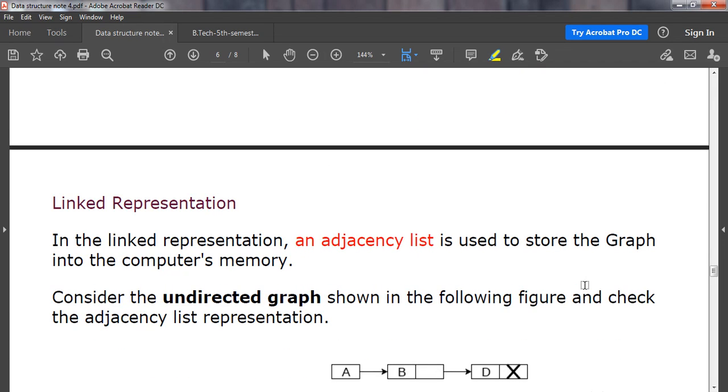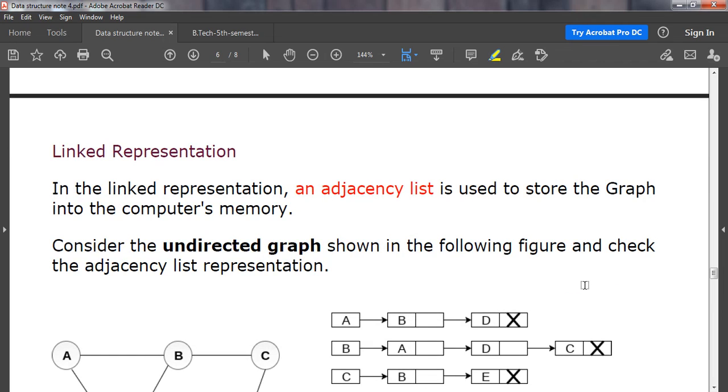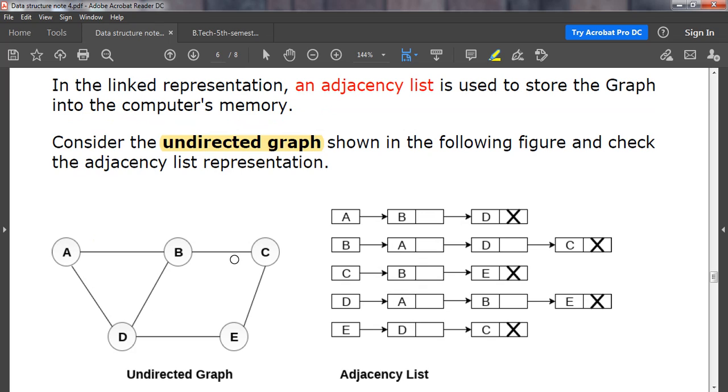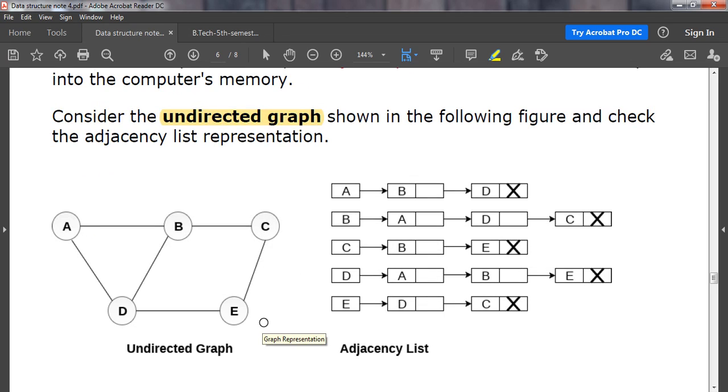Another way of representation is the linked representation. In the linked representation, the adjacency list is used to store the graph in the computer's memory. Let's see an undirected graph. As you can see, there are 5 vertices A, B, C, D, E, so I have 5 points over here. Now how is A connected? A is connected to B, and A is connected to D. Hence I have written A is connected to B and D. Similarly, B is connected to C, and B is connected to D.